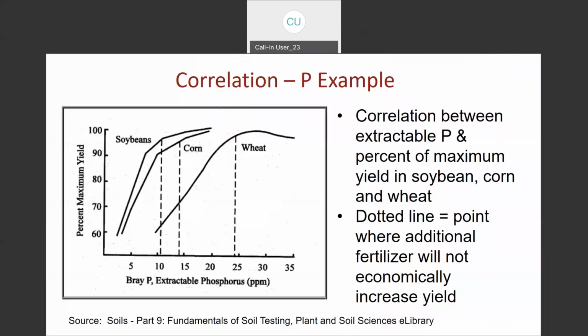So we're going to look here at an example from phosphorus. On the x-axis of the graph, you see that we have results from the Bray phosphorus test, and on the y-axis we have percent of maximum yield. So this graph shows how soil test values correlate to yield for soybean, corn, and wheat, and we have a separate line for each crop. You can see as the extractable phosphorus goes up, yield goes up to a point, and then yield will flatten out at the higher soil test levels. So we're not seeing an increase in yield with higher testing levels. That dotted line represents the point where additional fertilizer would not economically increase yield.